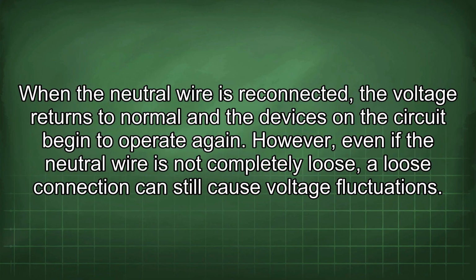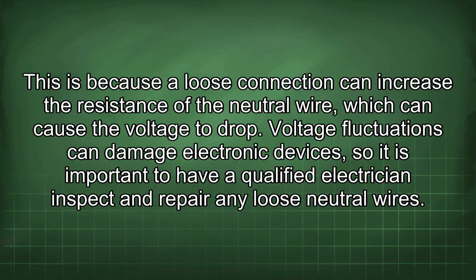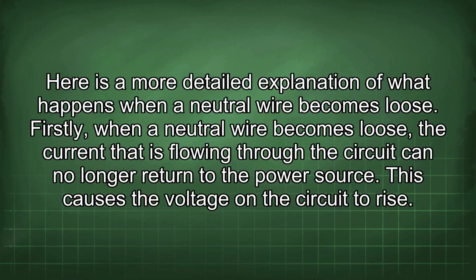When the neutral wire is reconnected, the voltage returns to normal and the devices on the circuit begin to operate again. However, even if the neutral wire is not completely loose, a loose connection can still cause voltage fluctuations. This is because a loose connection can increase the resistance of the neutral wire, which can cause the voltage to drop. Voltage fluctuations can damage electronic devices, so it is important to have a qualified electrician inspect and repair any loose neutral wires. Here is a more detailed explanation of what happens when a neutral wire becomes loose.